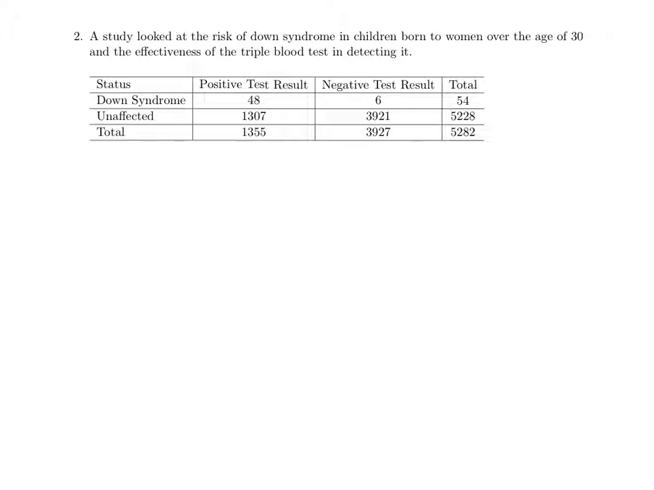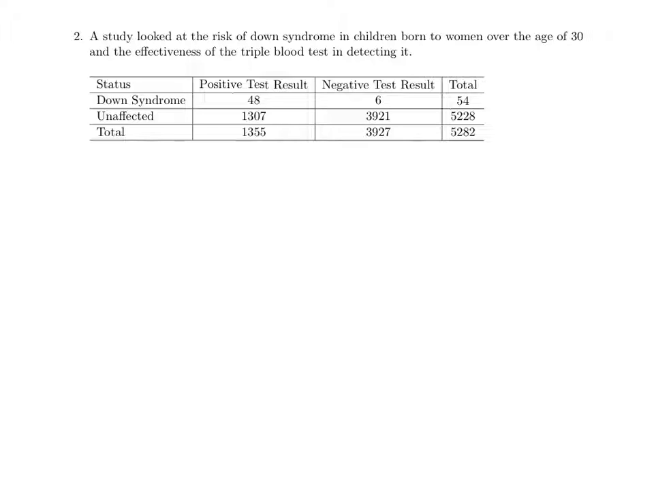For our next example here, we're going to be looking at a certain test given in the first trimester of pregnancy. It's what's called the triple blood test, and it tests for Down syndrome. Now, the sample here is women over the age of 30, and that's important because the results here are probably not generalizable to every age group. So we need to be specific about our sample so we can know the population we're actually talking about.